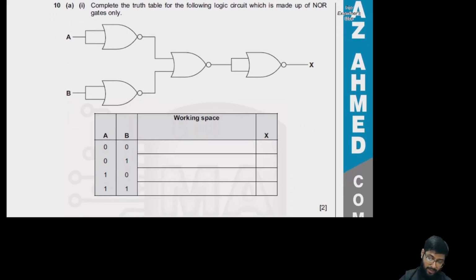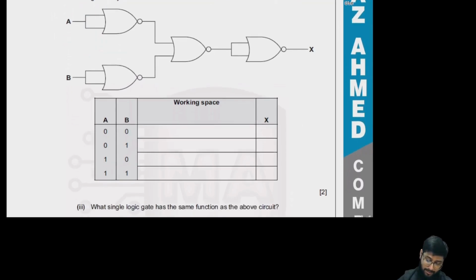Now if you can see with the first NOR gate, you will be seeing that the input was coming from A and then it has been bifurcated into two different paths. That means the first input was a 0. Now the 0 was coming from here, right over here. Now if it is bifurcated, what is going to happen?